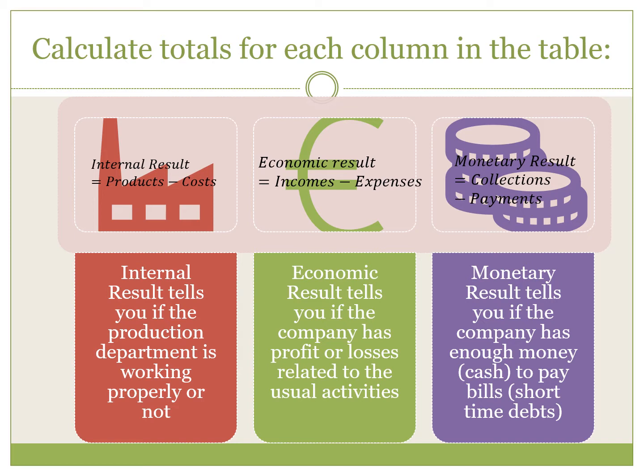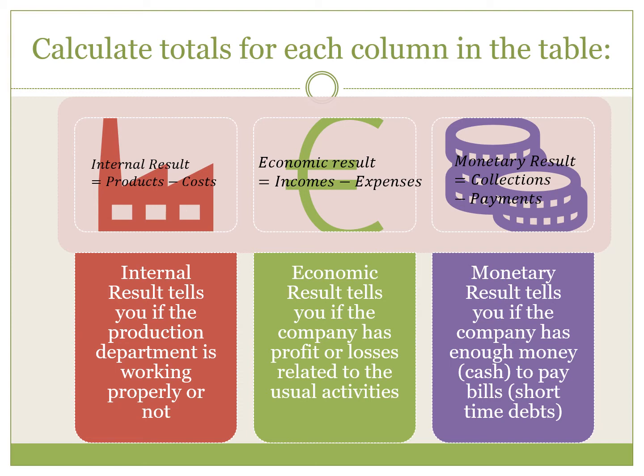Is the company doing okay? Is the company losing money? Are appropriate strategies the company is applying, or do they need to make any change? So in order to get the results, the first thing you have to do is calculate totals for each column in the table. So you will do total cost, total product, total income, total expenses, total collections, total payments. And once you have those totals, we're going to calculate the three results you can see on your screen.